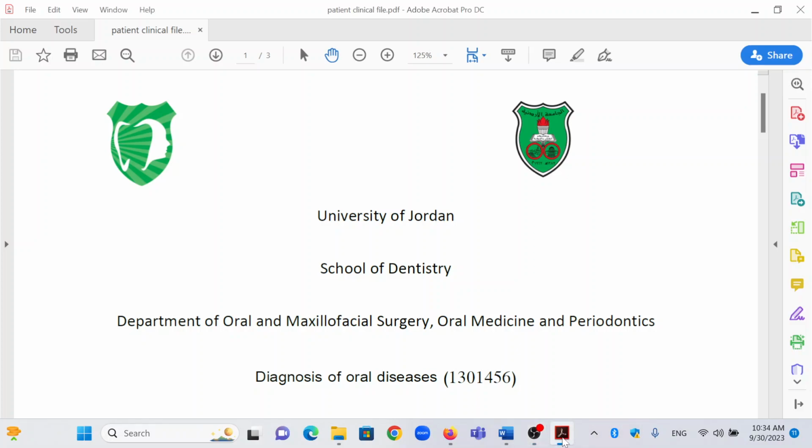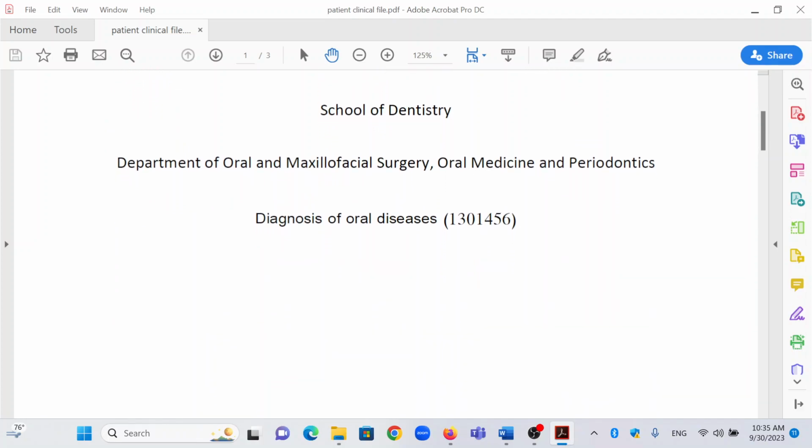Bismillah ar-Rahman ar-Rahim. This presentation will explain the use of the patient clinical file, which is used as a logbook in the fourth and fifth years clinical courses of oral diagnosis and oral medicine.